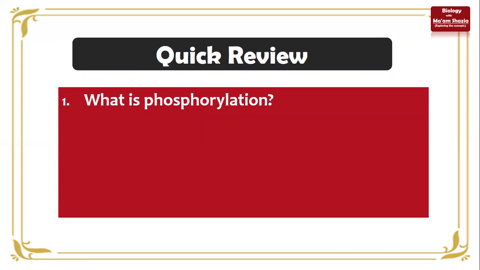So the first question is, what is phosphorylation? It is the addition of a phosphate group to ADP, adenosine diphosphate, and the result is ATP. That addition of a phosphate group to any molecule, especially to ADP, is called phosphorylation, and the resulting molecule is ATP.